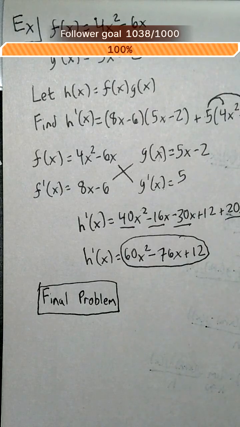Yeah, if you have a numerator and denominator, that is when we would use the quotient rule. So when I'm multiplying, I would use the product rule, and when I'm dividing, I would use the quotient rule.